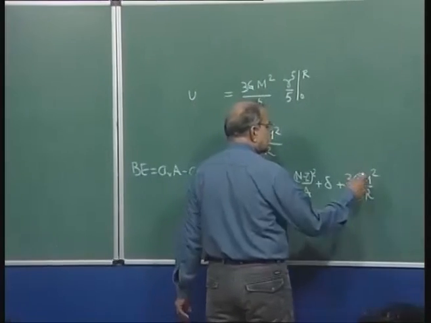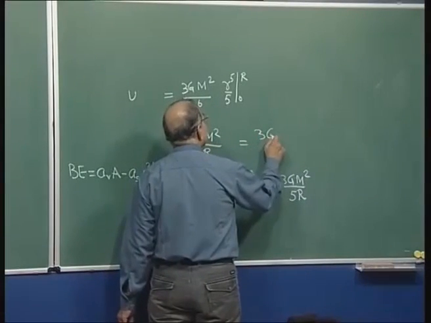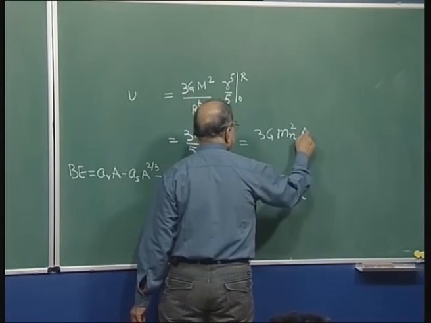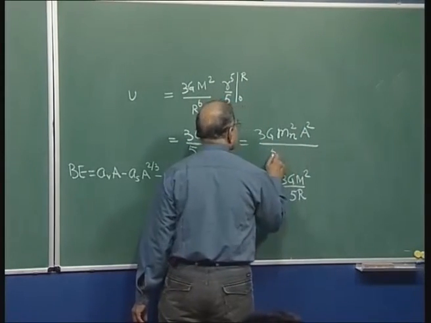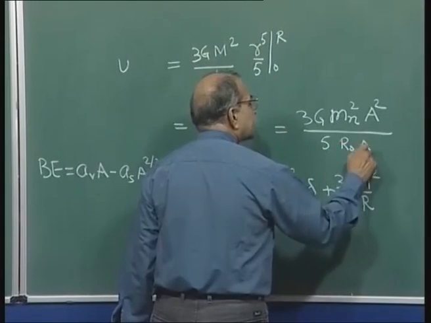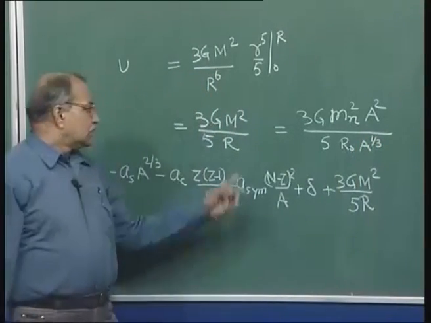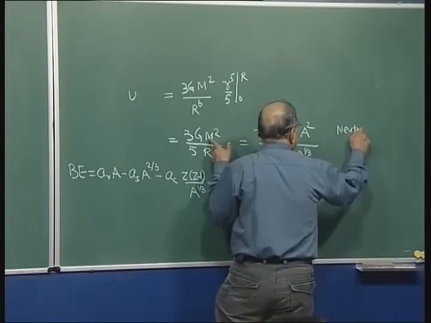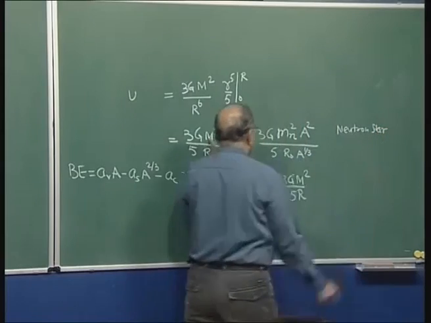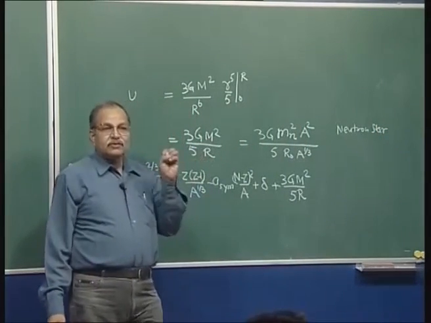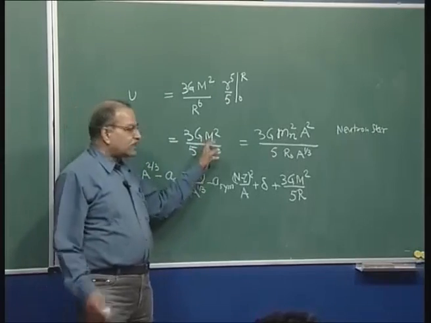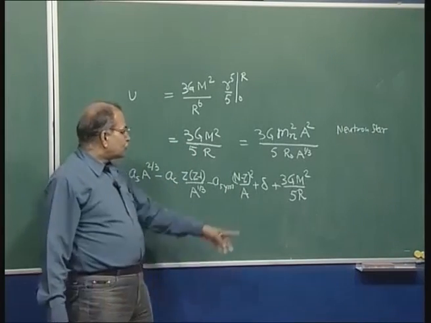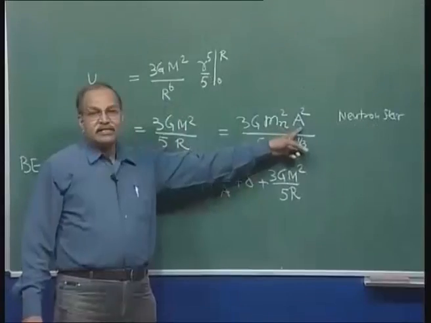In fact, let me do that. So, this will be 3 G, m will be mass of neutron times A, and r will be r naught A power 1 by 3. We are now talking of neutron stars. Okay. This is for neutron star. So, all the nucleons are neutrons. So, mass of that neutron star is mass of all those neutrons, a mass of one neutron is this Mn, and there are capital A neutrons.